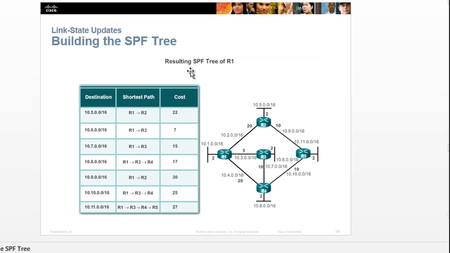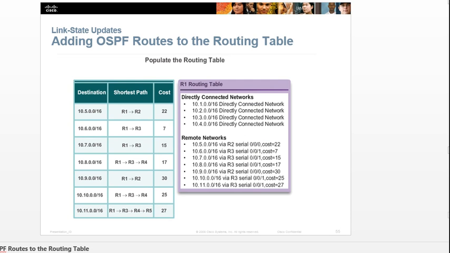So the results are basically the destination, the shortest path, and the cost. Looking at this, if router 1 wants to get to 4, you'll see that it has a route to do so. And again, if we look at the routing table, it'll tell me who is directly connected, and it'll also tell me my remotes, with what interface to send that data out and what cost that data is going to have.